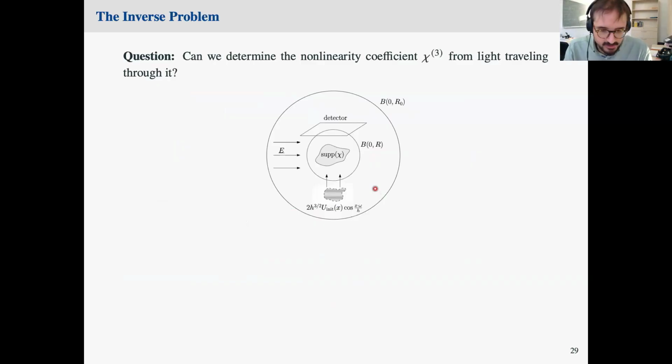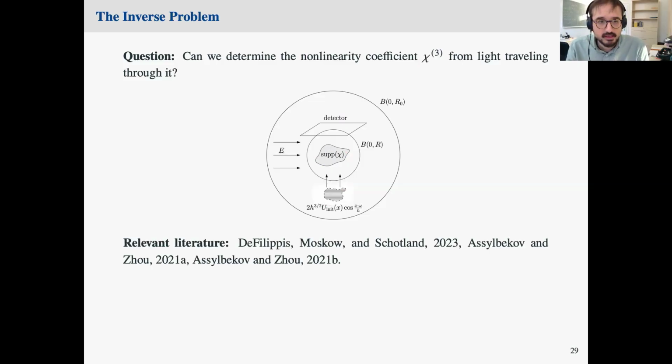And then finally, in the last minute, I can say that the inverse problem is whether we can determine the nonlinearity coefficient from light that is traveling through it. So the setup is very similar to what we had before in the Westervelt equation. We have the nonlinearity, we shoot our wave, we have the detector on the other side. There has been some literature on inverse problems for Maxwell equations. I believe this one uses Born series and this one uses high order linearization.